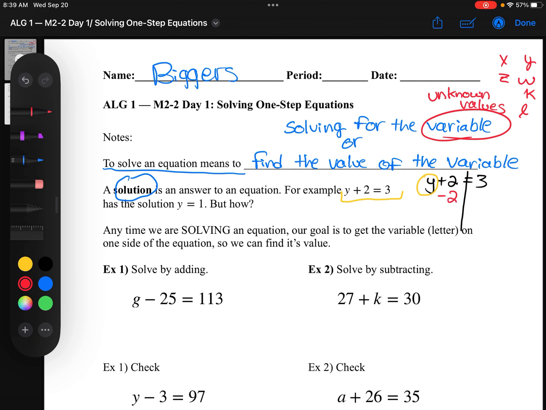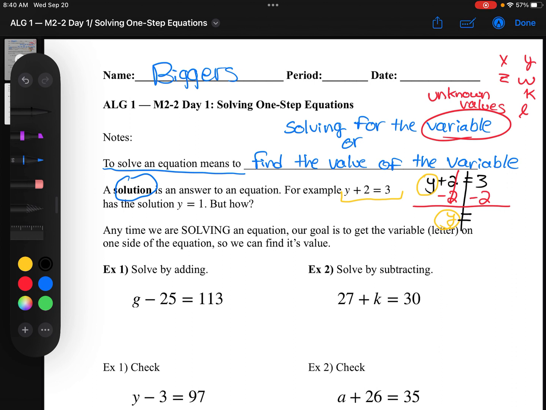Now, the important thing about solving these equations, and this is why I draw the line down the middle, is because if you do something to this side of the equation, you also must do it to the other side of the equation. Okay, so if I have a positive 2 and then I subtract 2, that's going to cancel out. The whole goal is to get rid of that 2. So that way we are just left with our friend, our y.